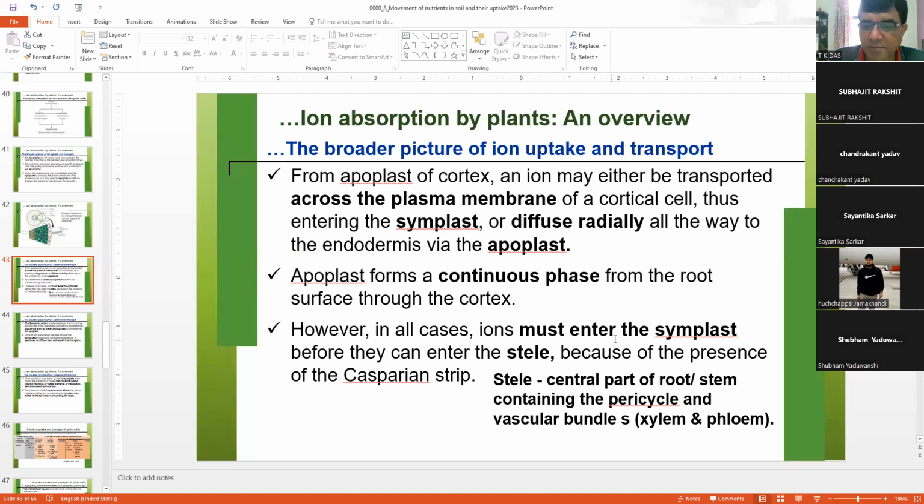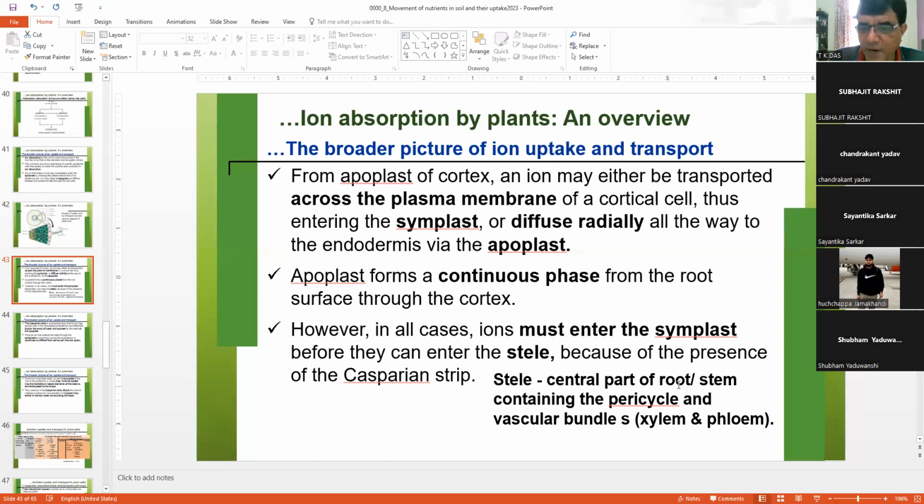However, in all cases, ions must enter the symplast. Finally, before reaching the xylem, they must pass through the symplast. Whether it was apoplast movement or symplast, finally both have to be symplast before they can enter the stele. You have seen that the stele is the central part of the root, which has xylem, phloem, and some free spaces, hollow tubes, because of the presence of the Casparian strip. So the Casparian strip helps to transfer the material from endodermis to xylem.